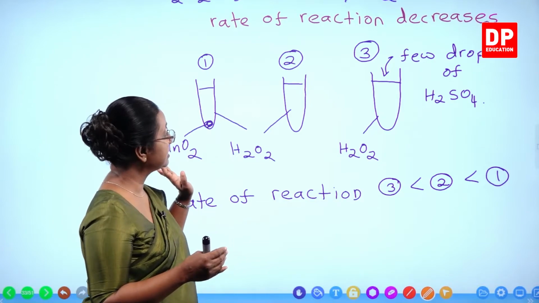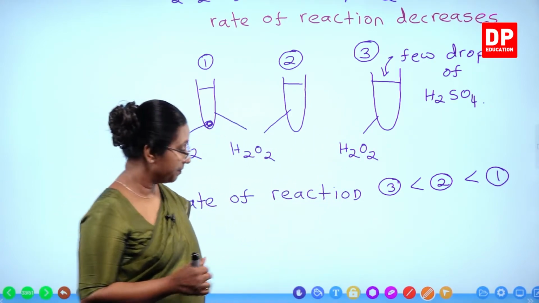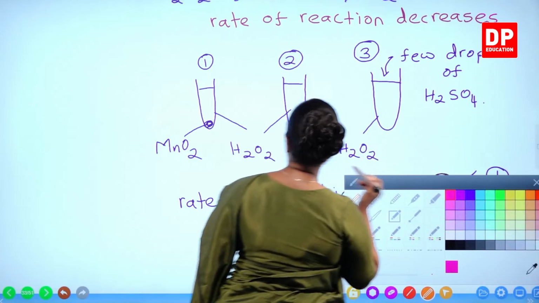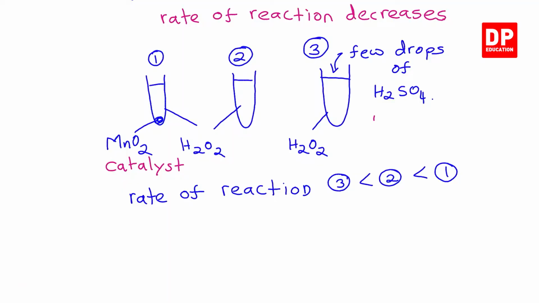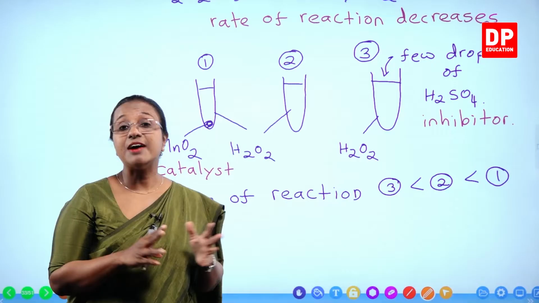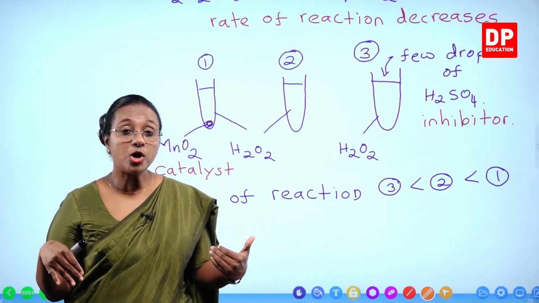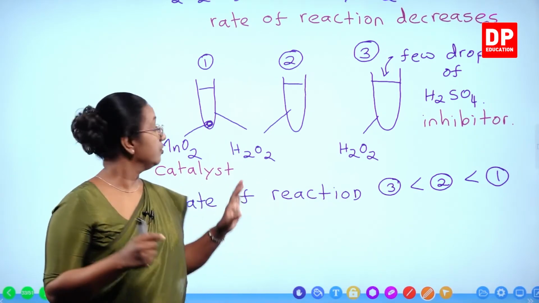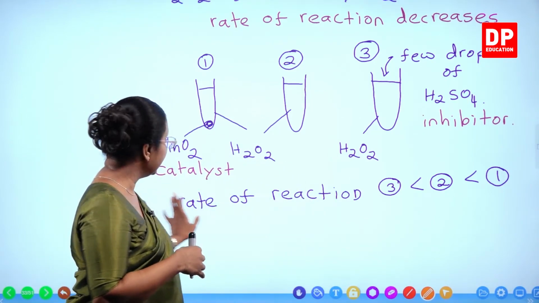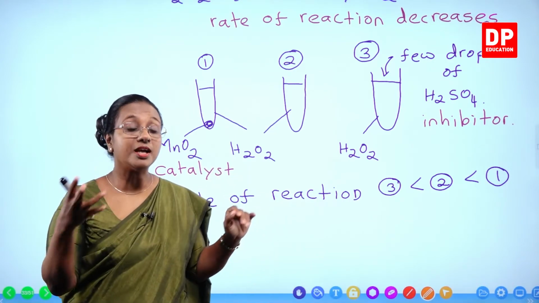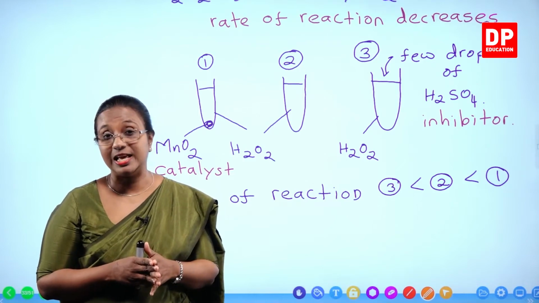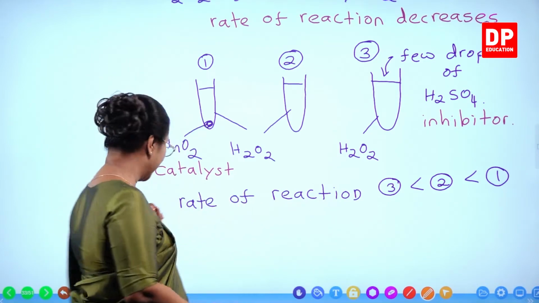Why? We have a catalyst here, and we have an inhibitor there. So that is how we use catalysts and inhibitors. These catalysts and inhibitors are used in our day-to-day life, even inside our body. Mainly the catalyst. So we will discuss some examples where we come across catalysts in our day-to-day life. With that, students, I'll move on to the next slide.